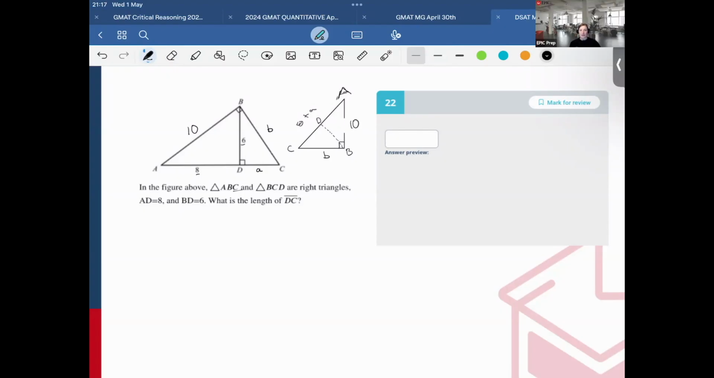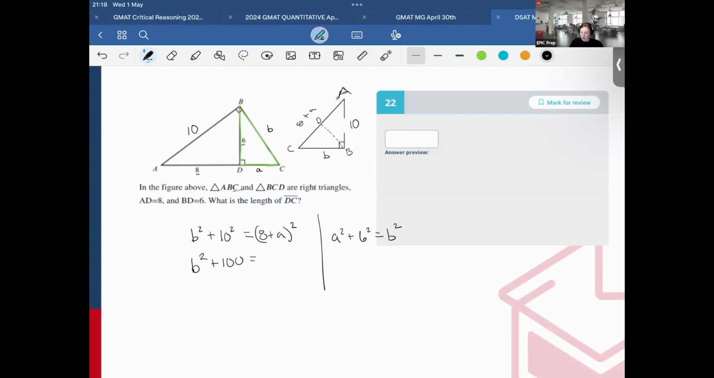Just to show what that looks like, and then I can use the Pythagorean theorem. So b squared plus 10 squared is equal to (8 plus a) squared. And also from this triangle, I can create another Pythagorean theorem so that I have two equations. This would be a squared plus 6 squared is equal to b squared. Let's go ahead and expand the brackets here.